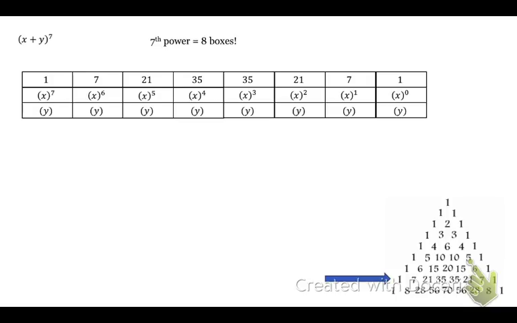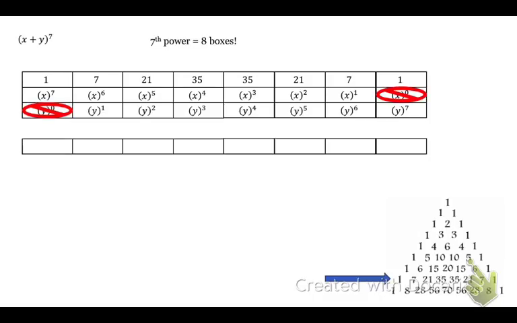Draw another row, and this is going to be my y's. You start at 0 and go up, so that's y to the 0, 1, 2, 3, 4, 5, 6, 7. Those cancel because they're raised to the 0 power.